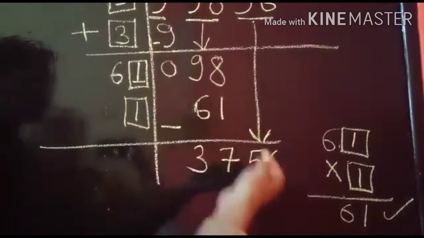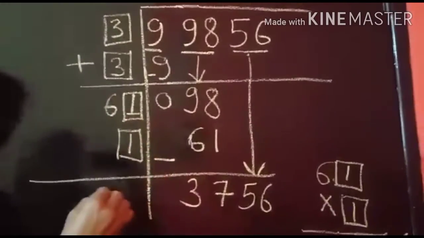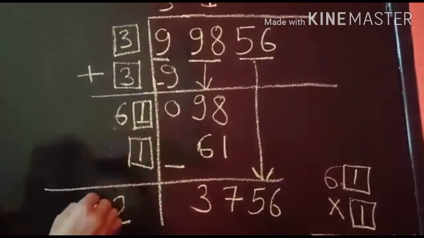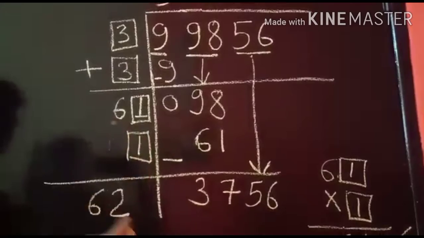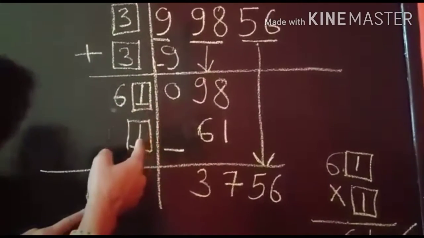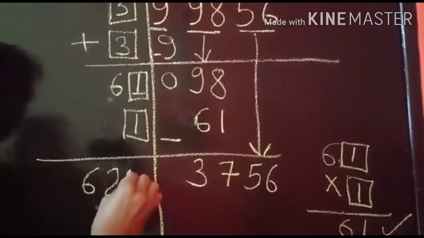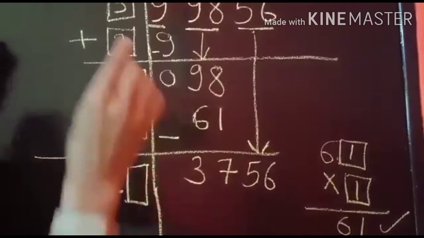So we have to solve for this with the same procedure. Here we will add 1 plus 1, 2, and 6 is already there. So it will become 62. How did this come, 62? 61, and again we have to write that 1. So 1 plus 1, 2, 62. So this place is for the next answer.